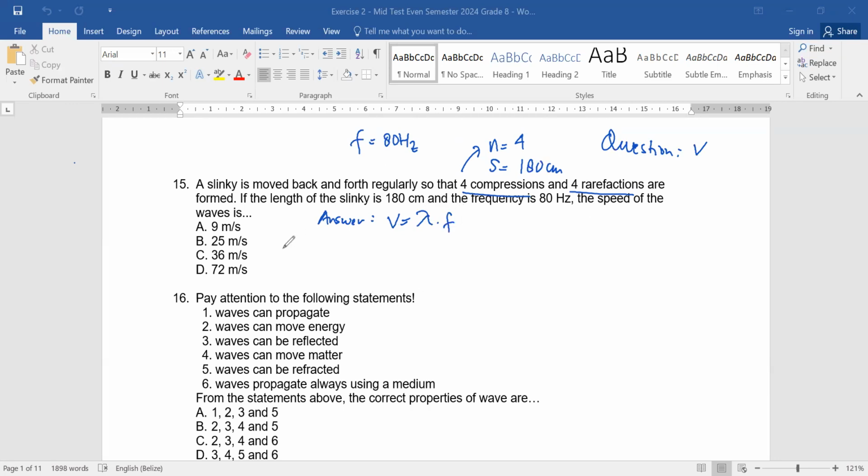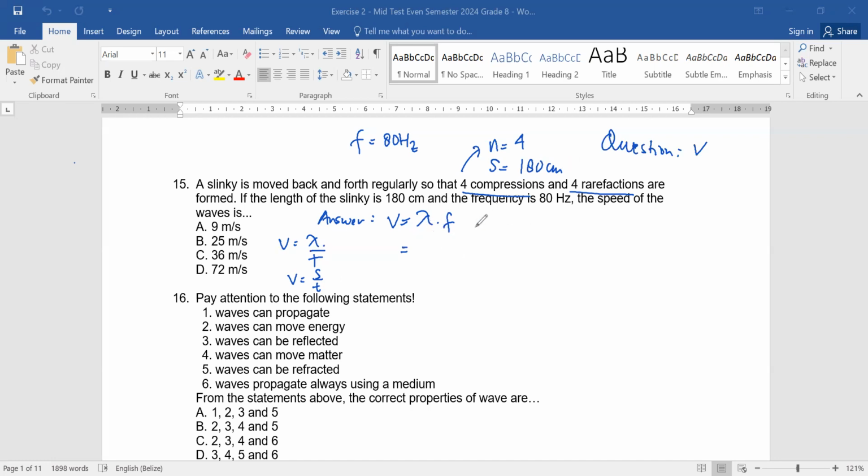We also can use the other formulas like v equals lambda over T or v equals distance over time. But in this case, we don't have the information about the time for this much distance, so we should not use this formula. And for the other one, we need to count what is the period. It's okay if you're willing to count the period using the frequency information we have here. But for me, I prefer to just use lambda times f, right?